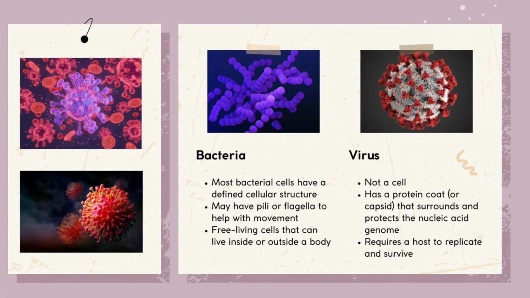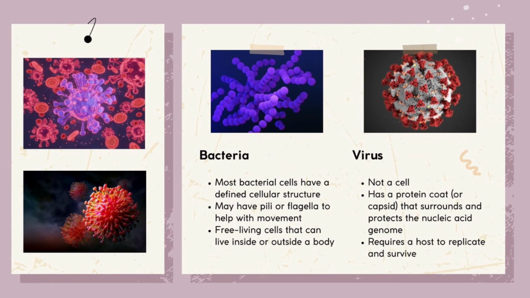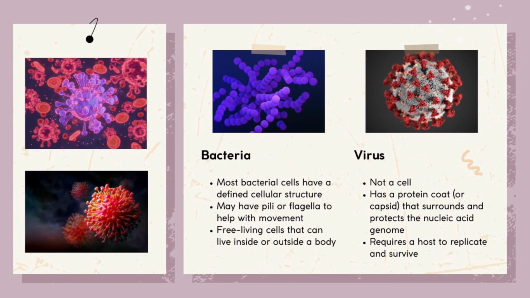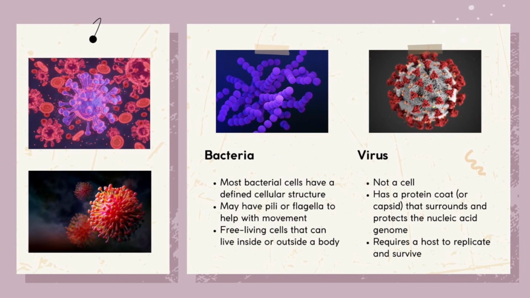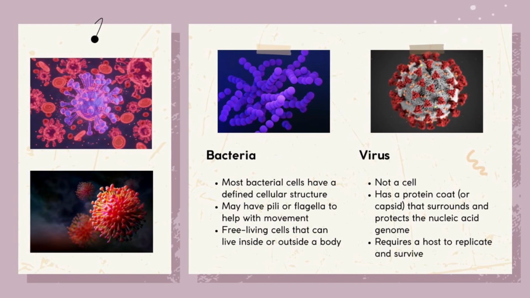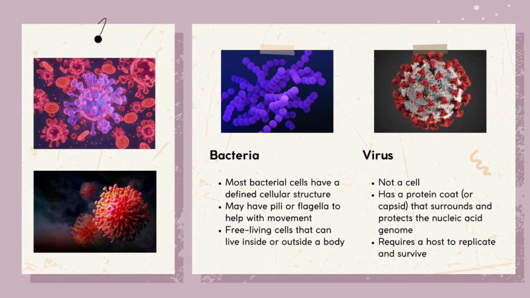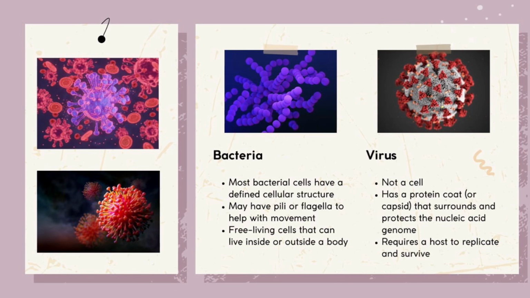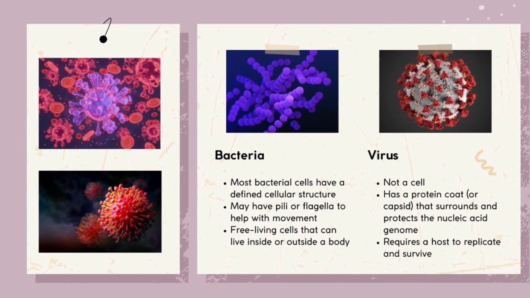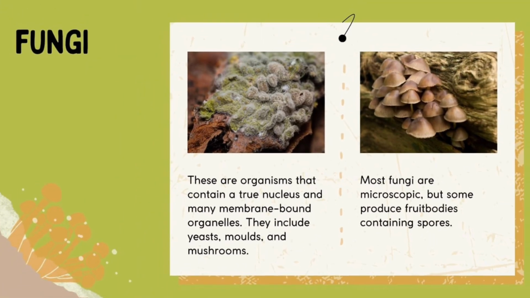Bacteria and viruses. Most bacterial cells have a defined cellular structure. Some may have pili or flagella to help with movement. A virus has a protein coat, or capsid, that surrounds and protects the nucleic acid genome. Bacteria are free-living cells that can live inside or outside a body, while a virus requires a host to replicate and survive.